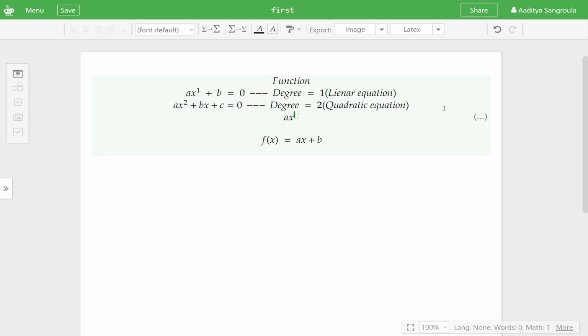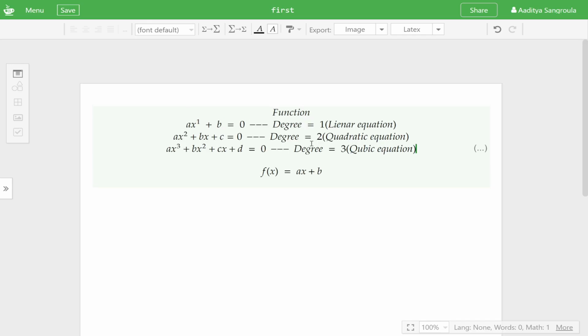And if we have ax cubed plus bx squared plus cx plus d equal to 0, that's when we have a degree of 3, which we call a cubic polynomial or cubic equation. So these are a few examples of types of equations, and these equations can be written as a function.